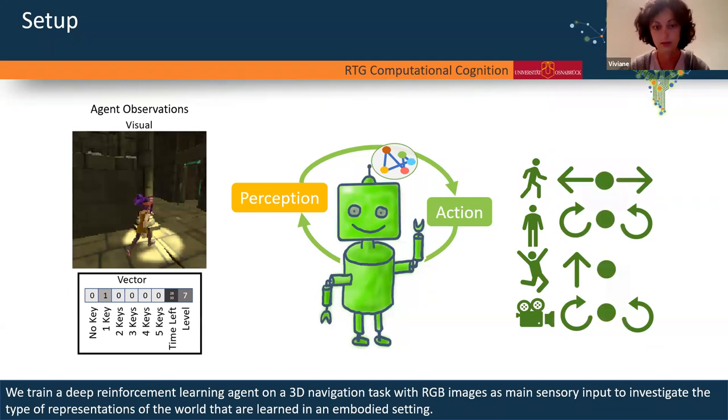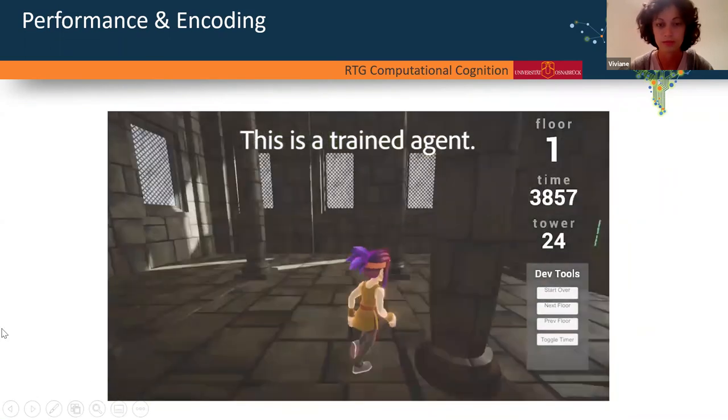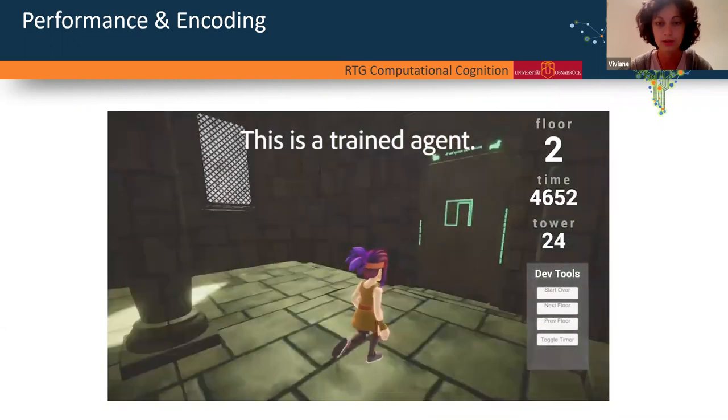And in my case, I use a 3D navigation task where the main observations are RGB camera images collected in a simulated 3D maze world, and additionally a small vector observation telling the agent some things about the environment, like how many keys the agent is holding, how much time is left, and the level. And the actions are walking forwards and backwards, turning left and right, jumping or not jumping, and turning the camera left or right. And just to give you a better impression of this, here's a short video of the agent running through this tower.